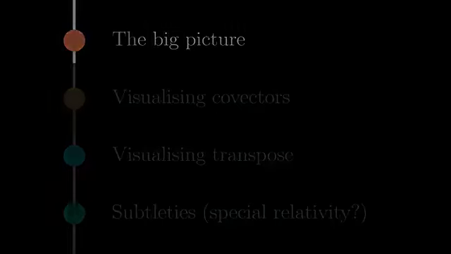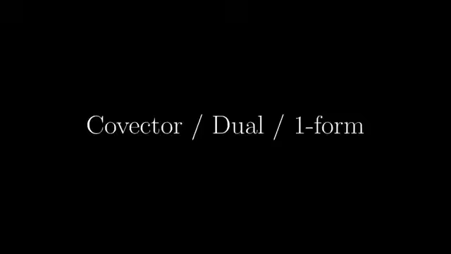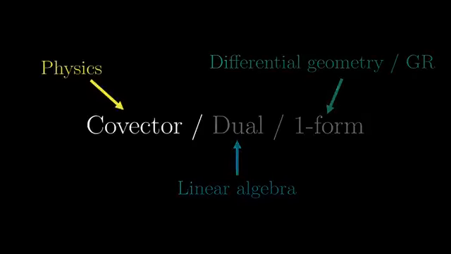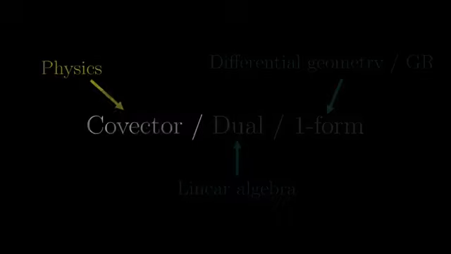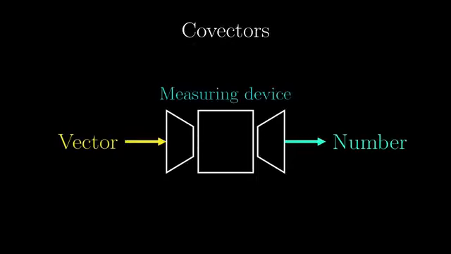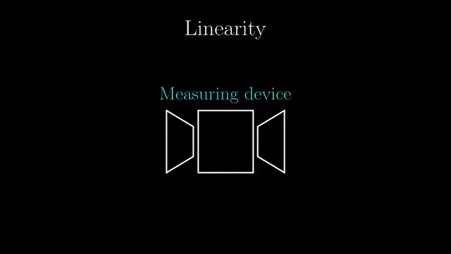The starting point is the concept of a covector, or dual, or one form, because in different contexts, different names are used, but I'm going with covectors here. Covectors are basically machines that will eat a vector and output a number. I like to call this machine a measuring device. It measures the vector. These are special devices in that they are linear.